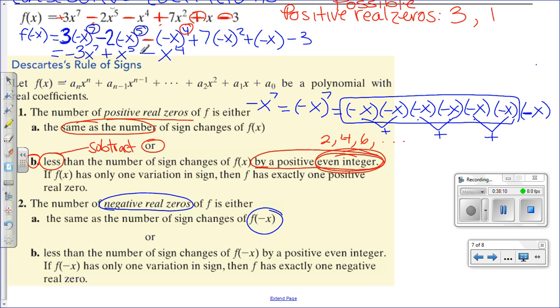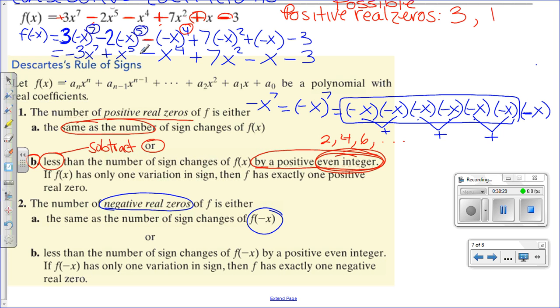The next thing will be negative x squared, and so that would be positive x squared. So positive x squared times 7 is positive 7x squared. Then we have negative x, and last thing is negative 3.